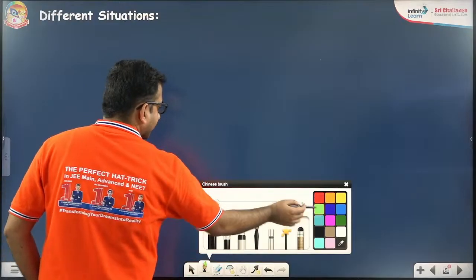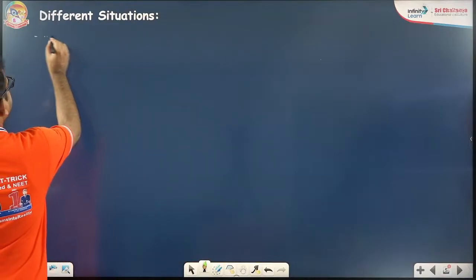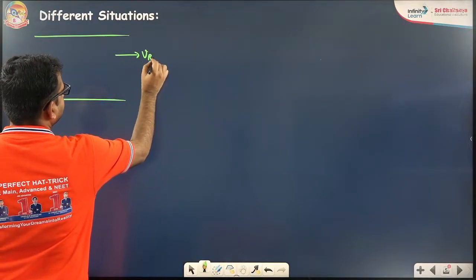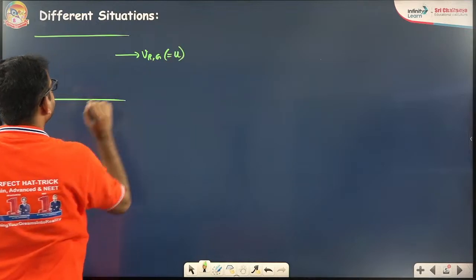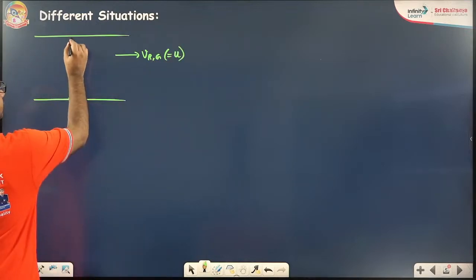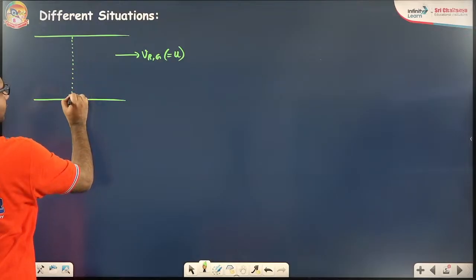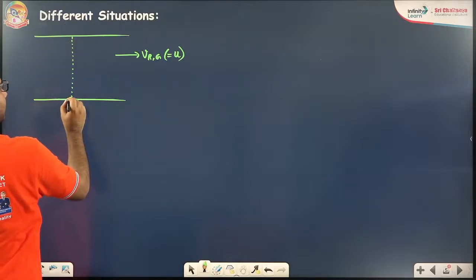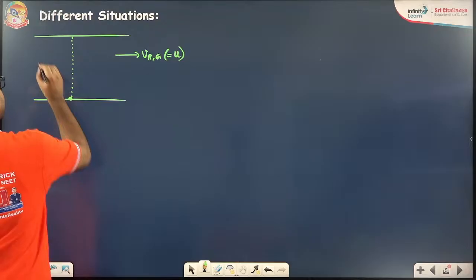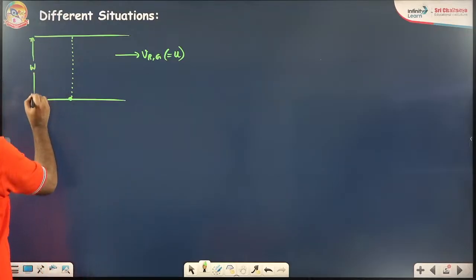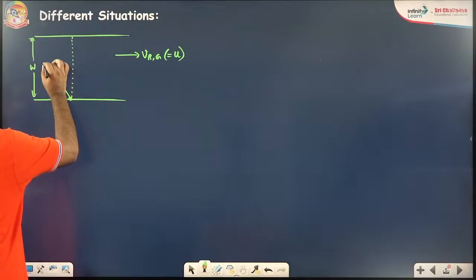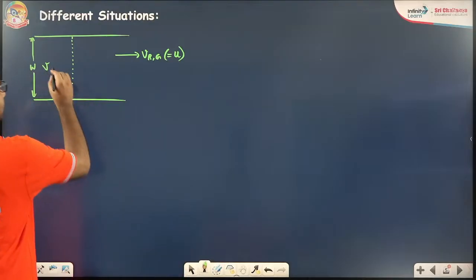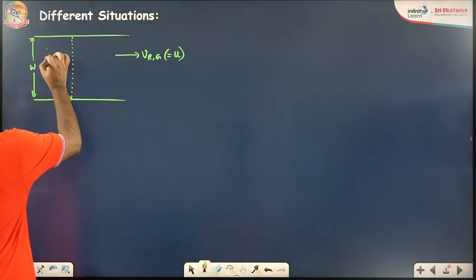Now, case 1, example 1. Let me take it this way, that this is the velocity of river with respect to ground. That is going to be u. And here, the first basic modification: it's not necessary that the angle is made with this direction. The angle may be made with this direction. This is the width of the river, W. This is the velocity of boat with respect to river. Exactly the same situation.